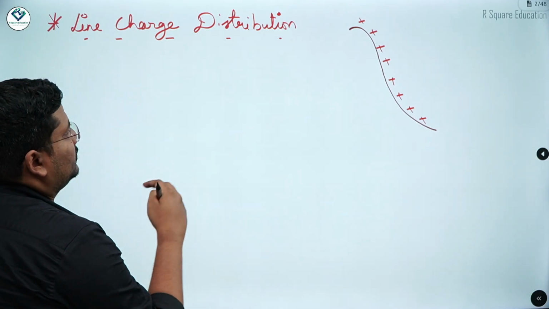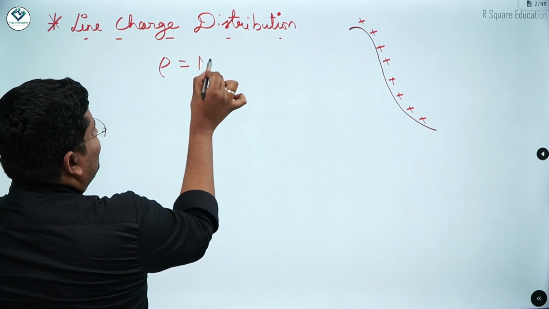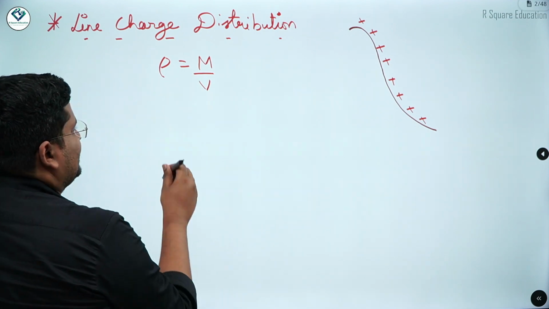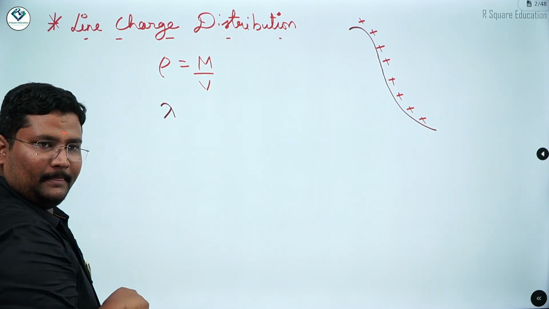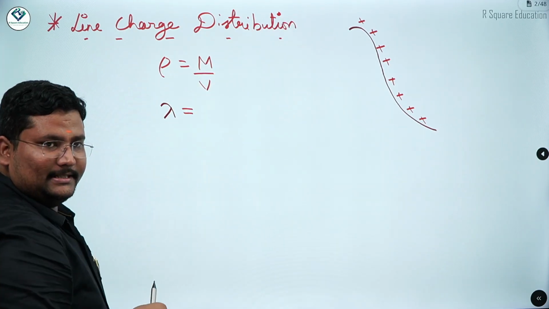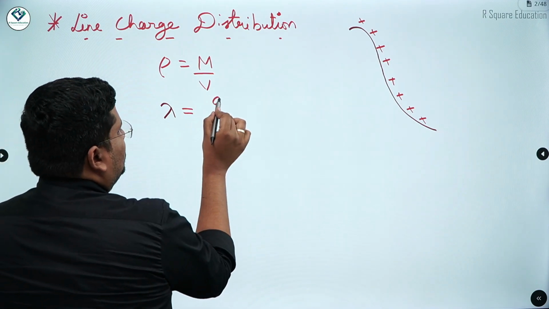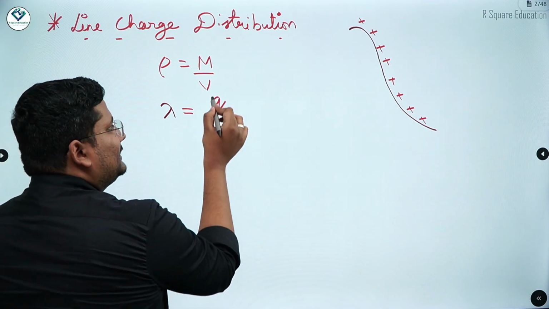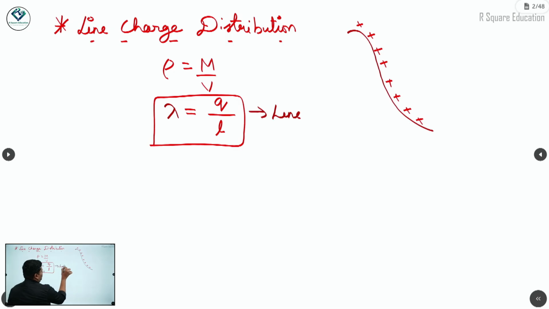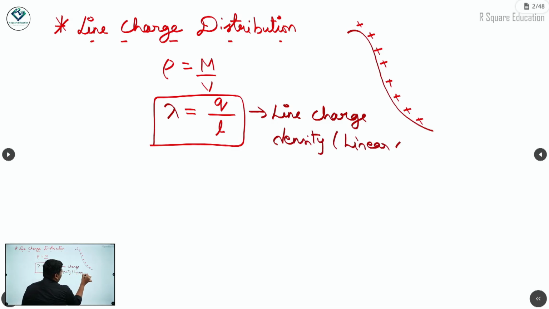Basically according to mechanics the density was rho is equal to mass by volume. Correct? In this case we are going to deal with charge densities. So line charge densities are mentioned as lambda. So lambda is equal to, instead of mass you are distributing charges. So let me take the charge distribution as Q, and it is distributed over the length here. So lambda is equal to Q by L is going to be line charge density, or even you can write it like linear charge density.